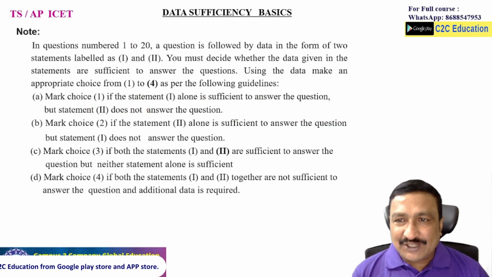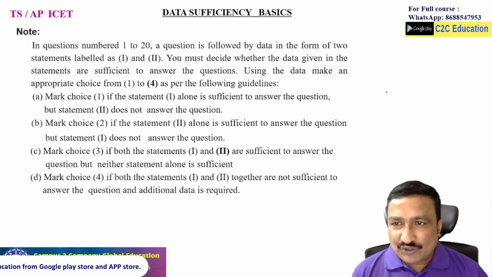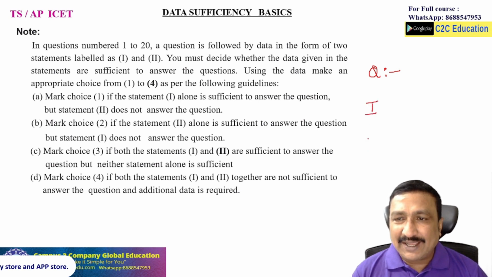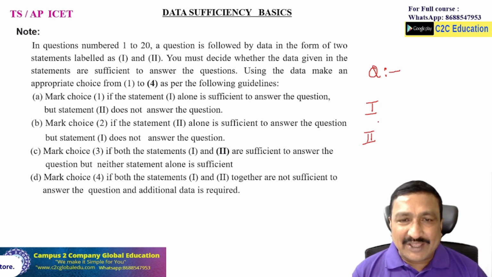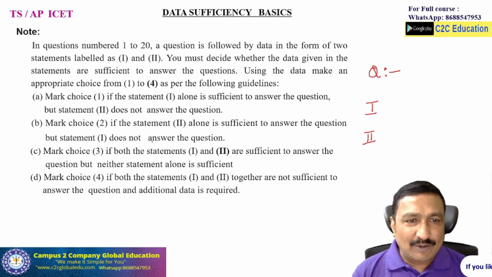Generally, in data sufficiency, they will give one question followed by two statements, statement 1 and statement 2. By using these two statements, we have to decide whether we can find the answer for the question or not. They will give four options. We have to read the four options clearly, and based on the options, we have to decide the answer.